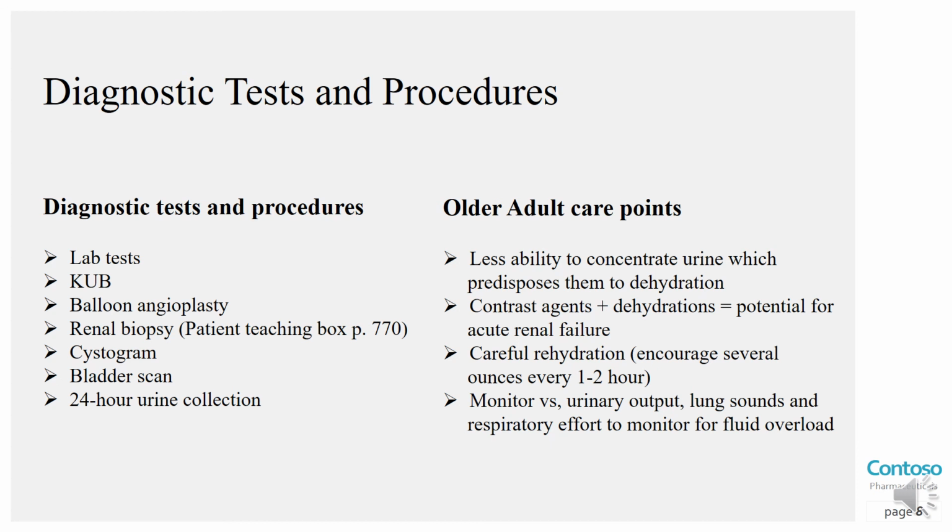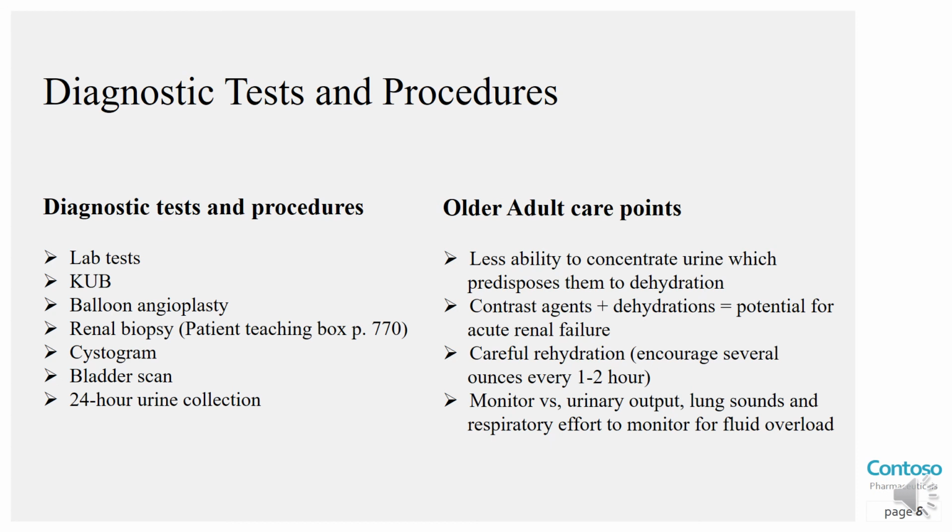Another diagnostic test that can be performed is a 24-hour urine collection. In older adults, the kidneys have less ability to concentrate urine, which predisposes the client to dehydration. So we need to carefully rehydrate by encouraging several ounces of oral fluid every 1 to 2 hours. So like I said, 4 ounces every 1 hour.